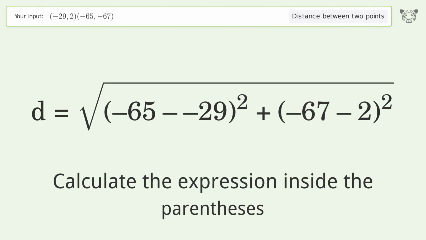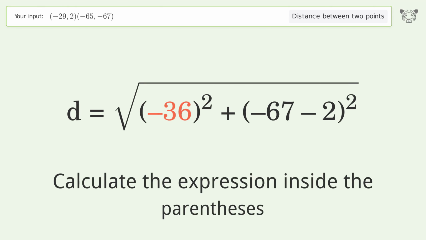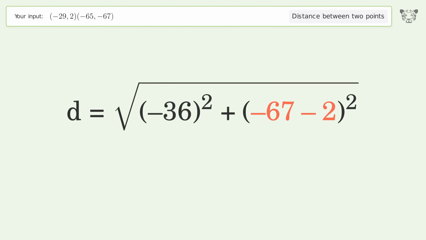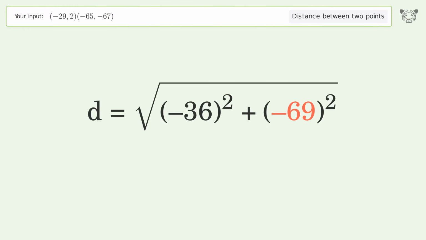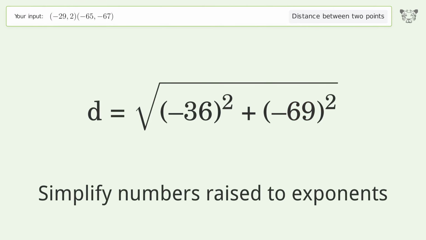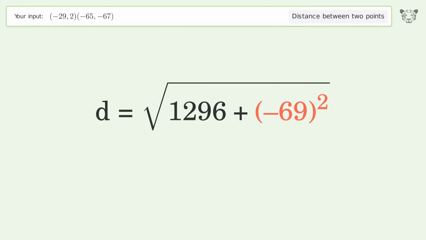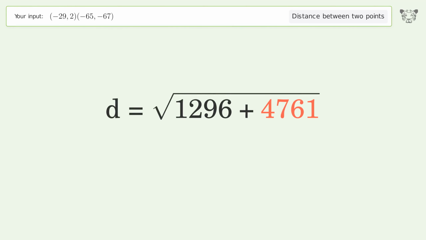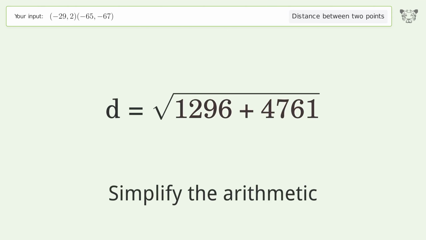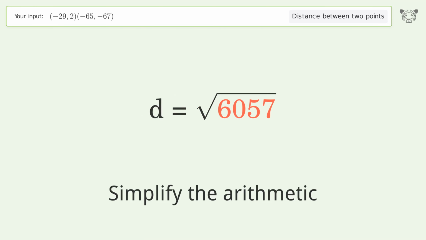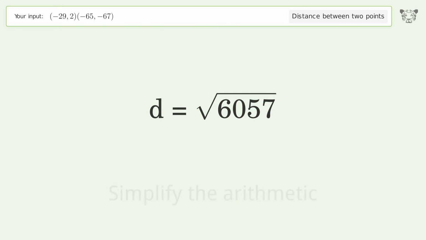Calculate the expression inside the parentheses. Simplify numbers raised to exponents. Simplify the arithmetic. And so the distance between the 2 points is the square root of 6057 or 77.827.